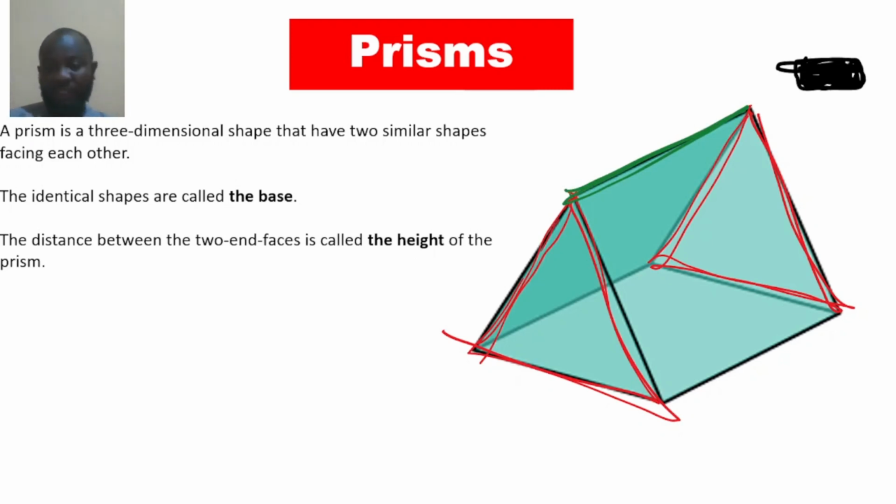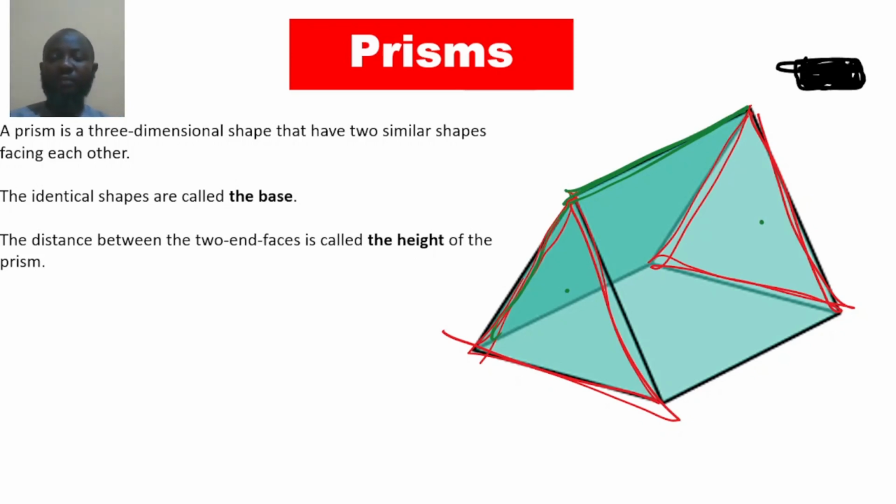The way this prism is now, they are not placing it properly. So this is the base, and this is the height. The distance between the two similar faces is called the height. Then the identical shapes are the bases. So this is the base and this is the top. The top and the base are the same. I hope I'm making sense. So that is what a prism is.